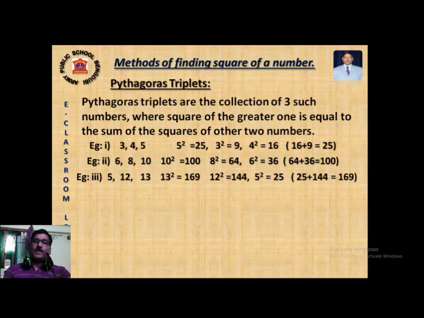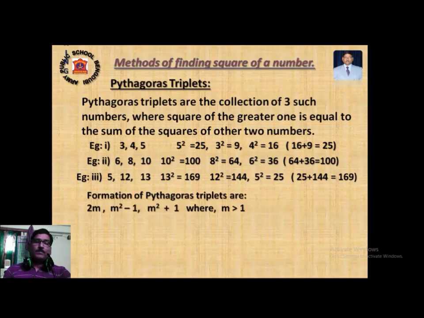This is the expression. Whatever the first number given, that would be treated as 2m. From that you have to find out the value of m, and the other members' expressions are m square minus 1 and m square plus 1, where the value of m will be greater than 1. Okay. Now, an example.